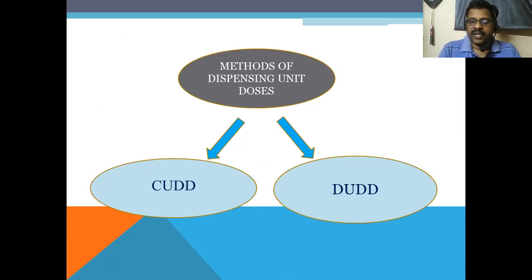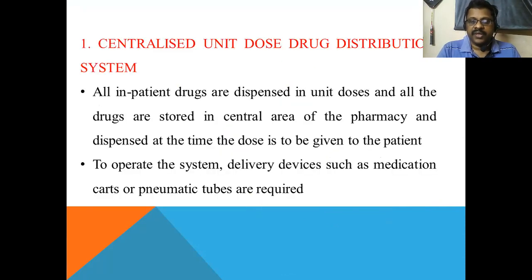Methods of dispensing unit dose. There are two ways we dispense this unit dose: CUDD and DUDD, centralized unit dose drug distribution system, and decentralized unit dose drug distribution system. These are the two different ways of dispensing these unit doses. Centralized means the medicines will be supplied from the central pharmacy. Decentralized means it will be supplied from various satellite pharmacies. Satellite pharmacies are many branch pharmacies. They will be kept in various wards, but maintained by a pharmacist.